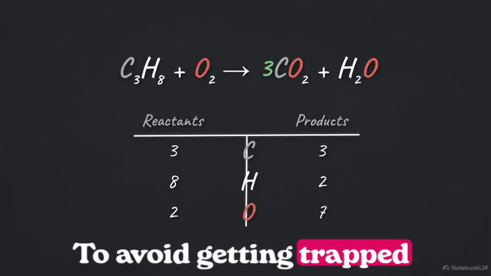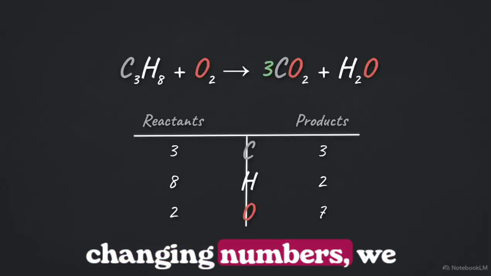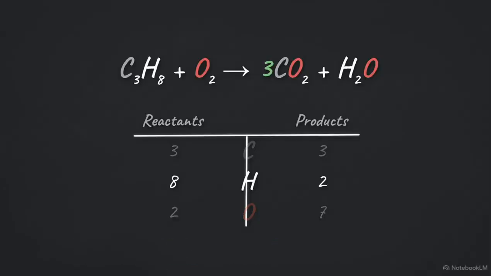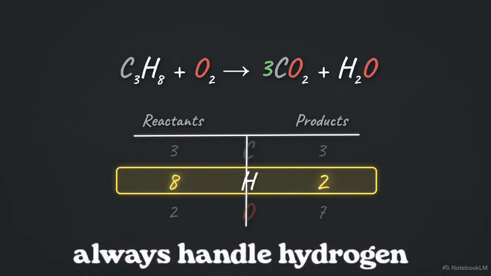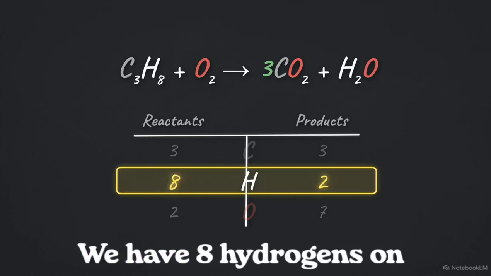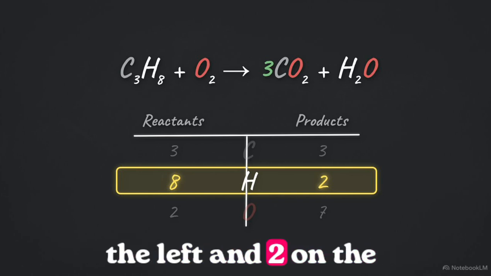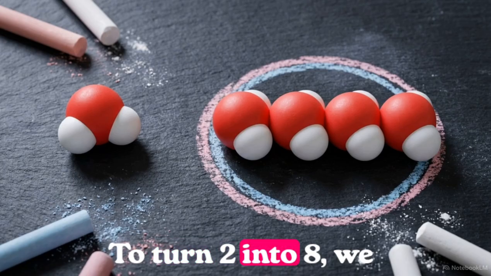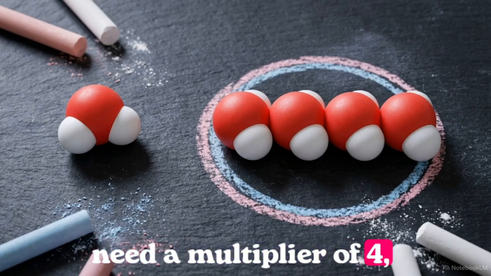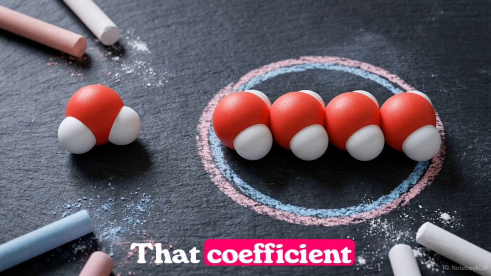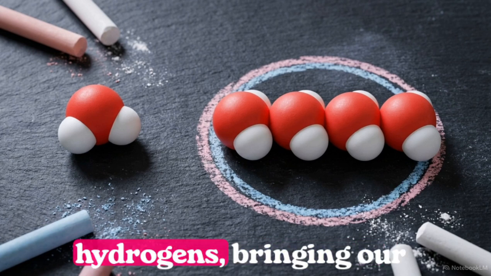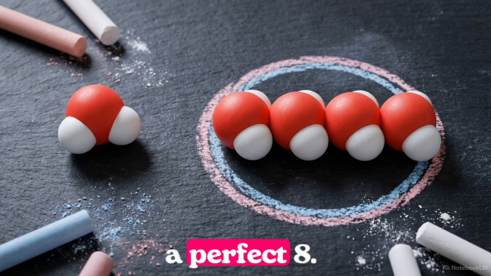To avoid getting trapped in an endless loop of changing numbers, we follow a strict sequence. We leave oxygen and hydrogen for last, and between those two, we always handle hydrogen first. We have 8 hydrogens on the left and 2 on the right. To turn 2 into 8, we need a multiplier of 4, so we drop a 4 in front of the H2O molecule. That coefficient multiplies the 2 hydrogens, bringing our right side tally up to a perfect 8.